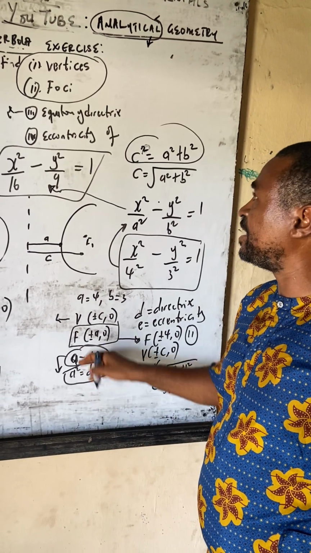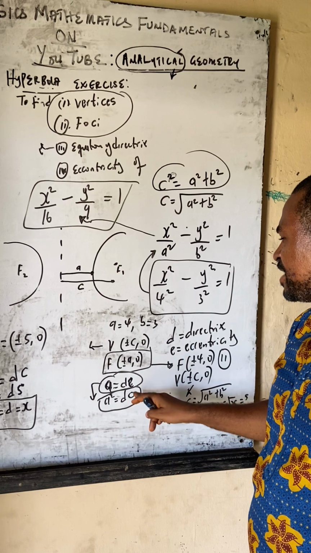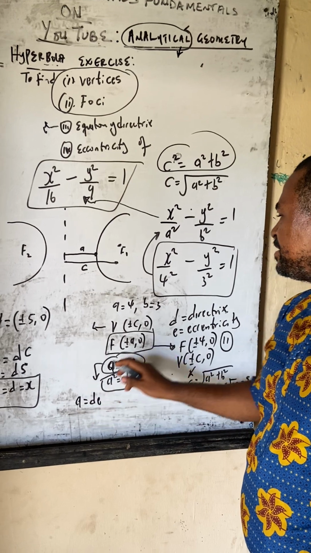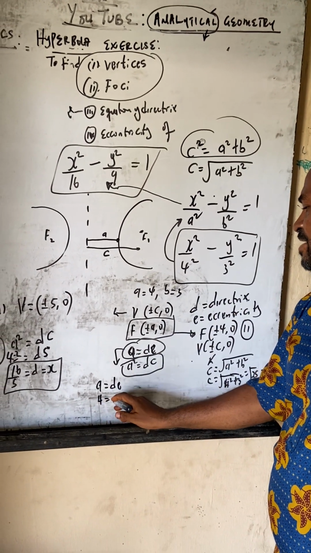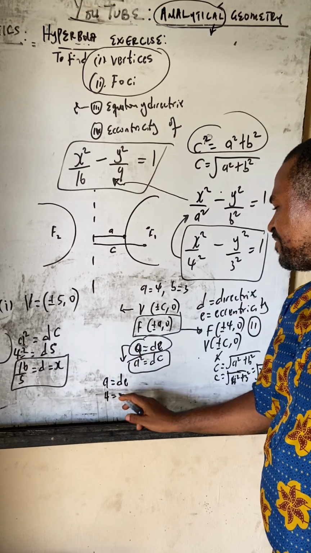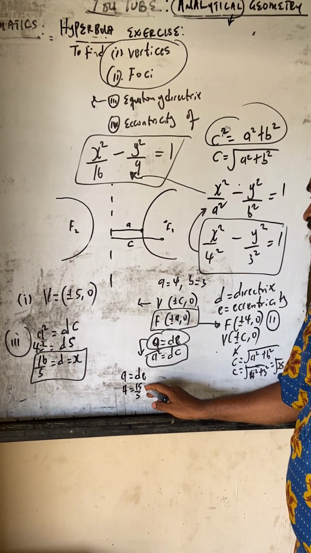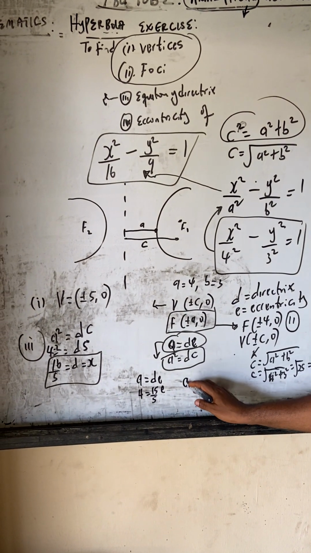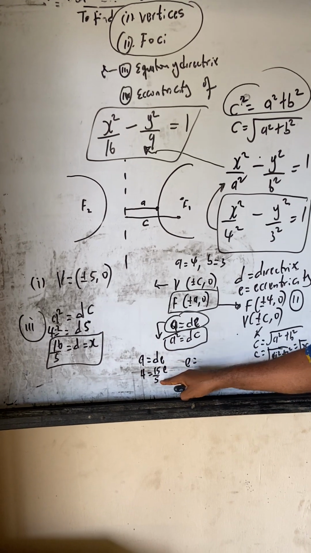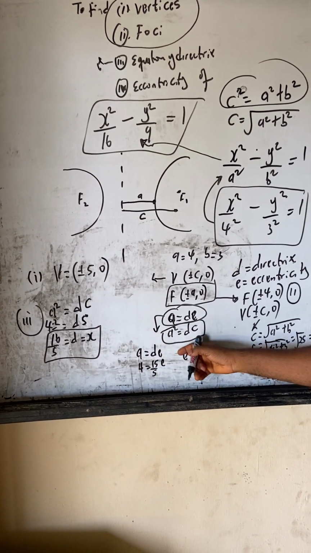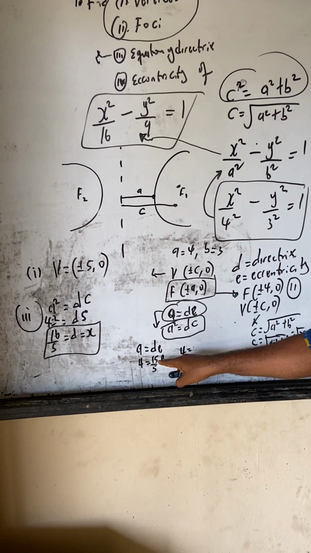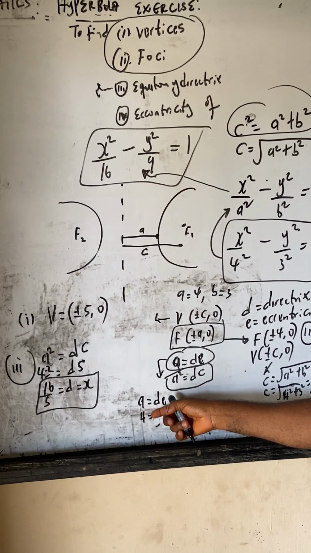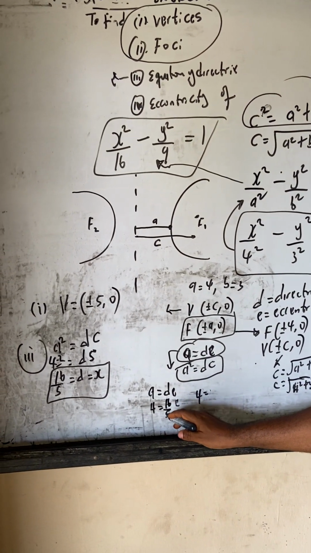So now to get the eccentricity E, I'm going to use this equation, A is equal to DE. Since my A is 4, and the D that I just got is 16 over 5, then 4 is equal to 16 over 5 times E. So we make E the subject of the formula. Before I cross multiply, the D that I have here is 16 over 5.